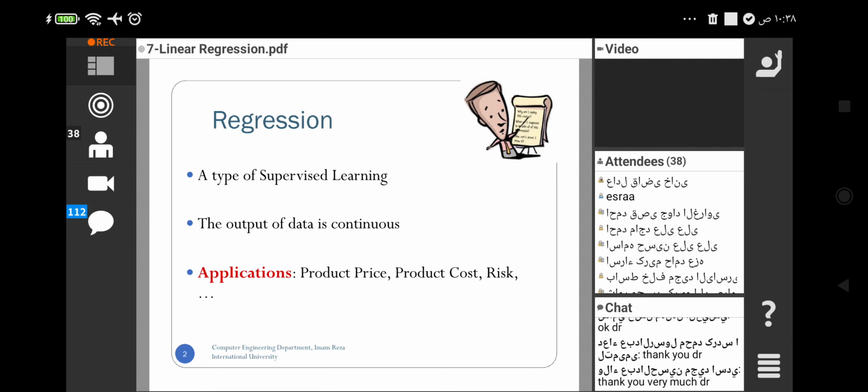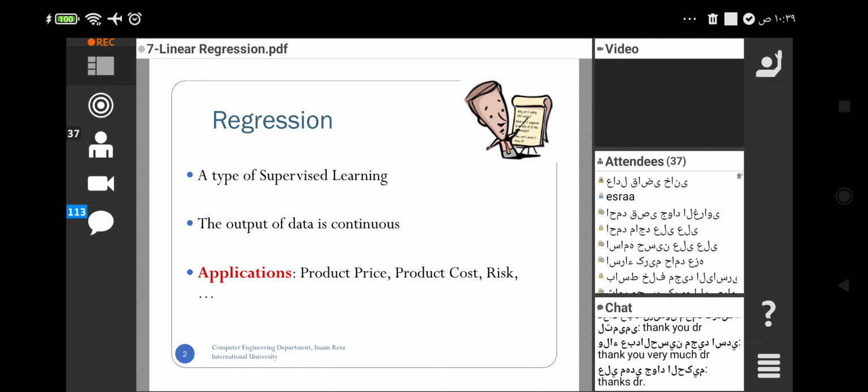The next subject I will talk about is regression. Regression is a type of learning that we have in data mining. In the previous slides, we were talking about classification. All of our talks were about classification.